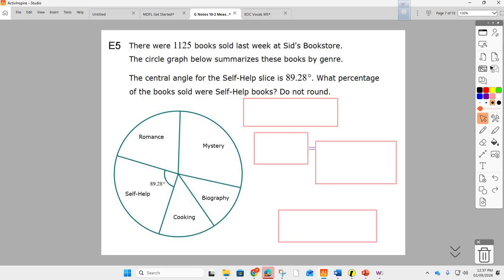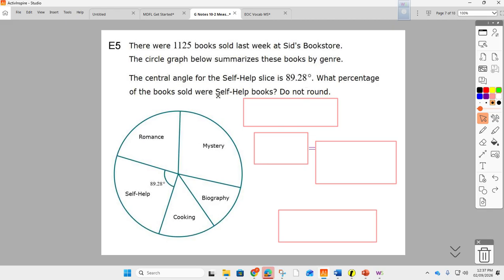There were 1,125 books sold last week at Sid's Bookstore. The circle graph below summarizes these books by genre. That means category, right? The central angle for the self-help slice is 89.28 degrees. So we're looking here at all the categories: romance, mystery, biography, cooking, and self-help. So this is a central angle created by these 2 segments, right? What percentage of the books were self-help books?